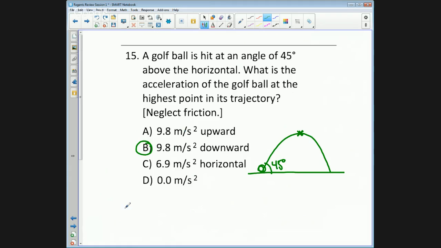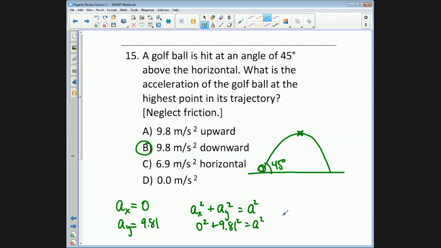The reason why is because if you have two accelerations, one in the x direction, which is 0, and one in the y direction, which is 9.81, to figure out the resultant, this would be a squared plus b squared equals c squared, or ax squared plus ay squared equals a squared, your total acceleration. That would be 0 squared plus 9.81 squared equals a squared. And you get an answer of a equals 9.81 meters per second squared.